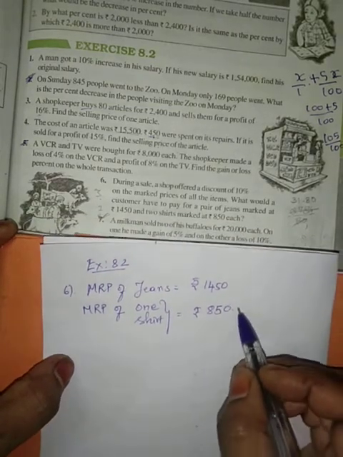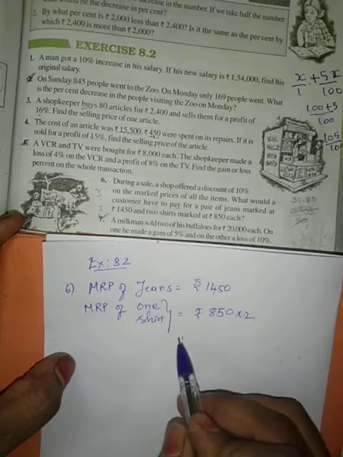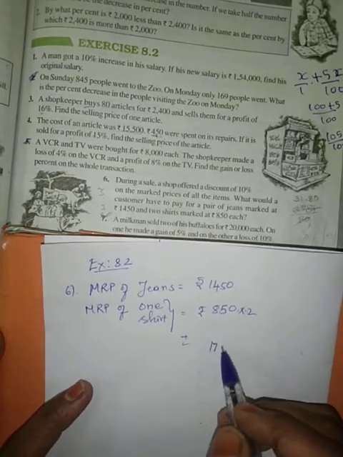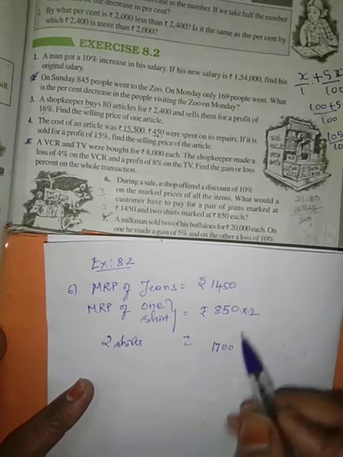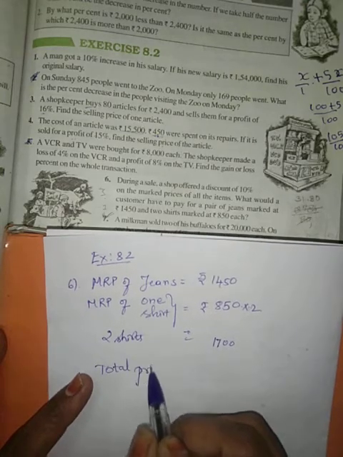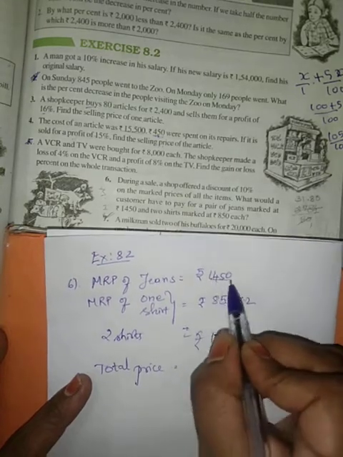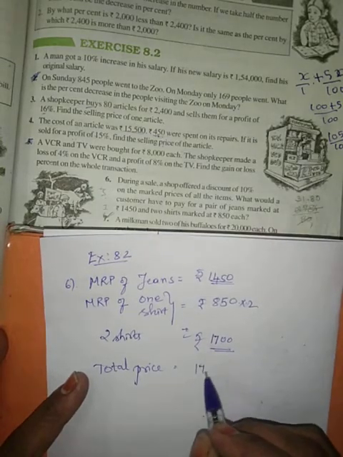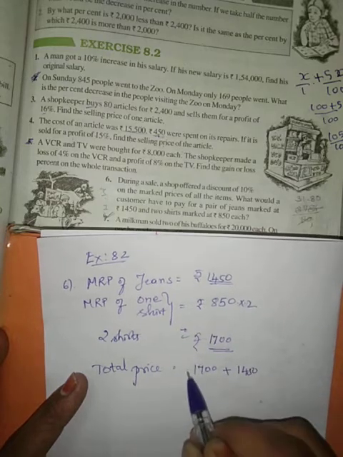Therefore the customer is getting two shirts. So one shirt is 850 rupees, which means for two shirts we should multiply it by 2, right? So 2 into 850 is equal to 1700. Two shirts cost 1700 rupees. So the total price the customer needs to pay is rupees 1700 plus rupees 1450. Both, the 1700 for two shirts and 1450 for the jeans, I should add.